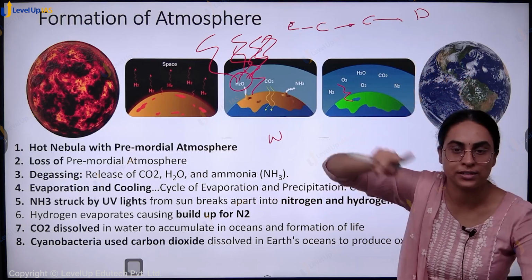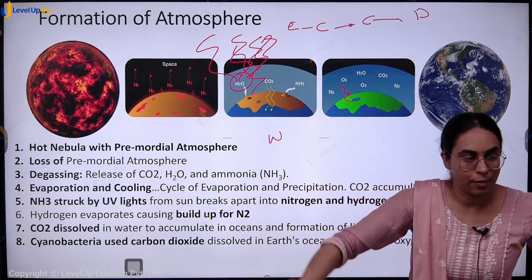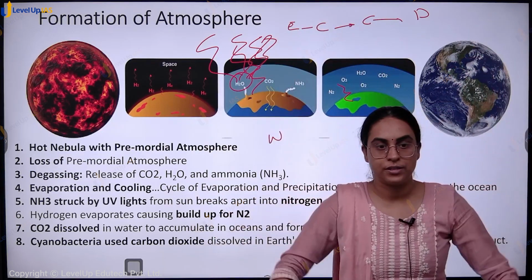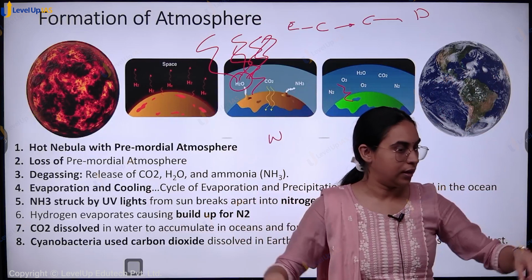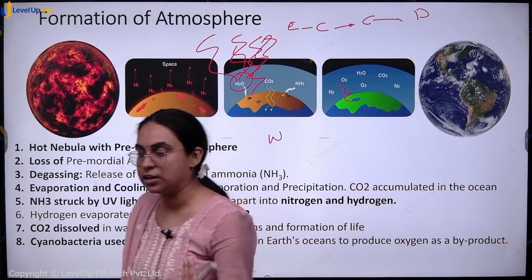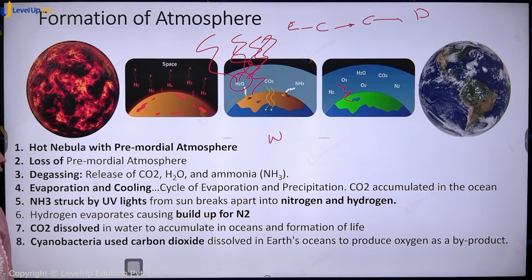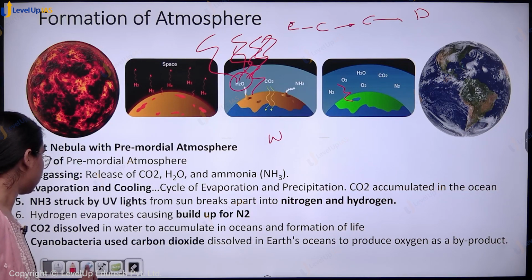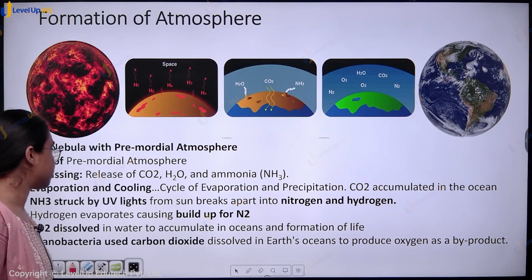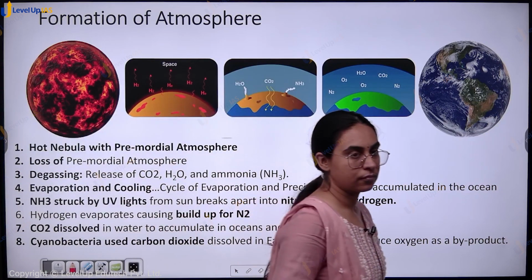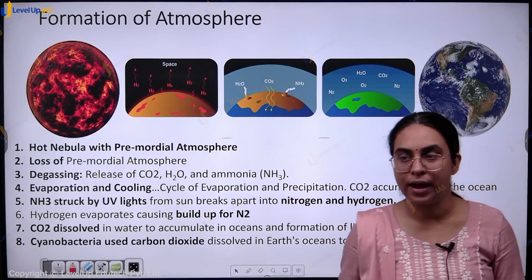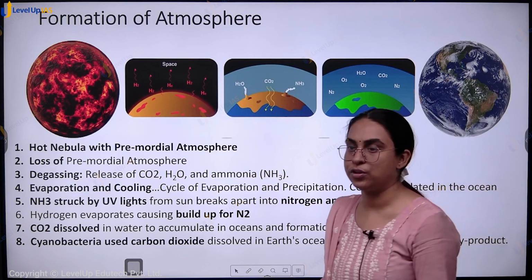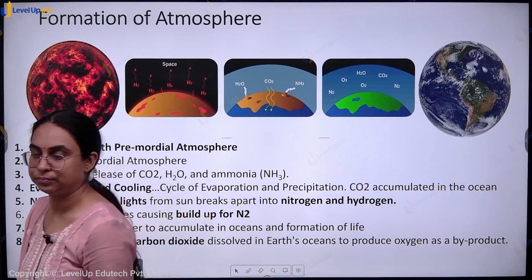And it's not just one process. There is a cycle that is going on. Evaporation, cooling, condensation, precipitation. The whole cycle goes on, right? So there are repeated cycles of evaporation and precipitation.